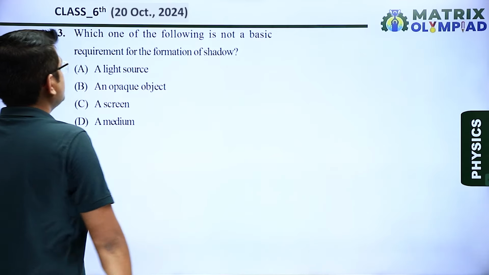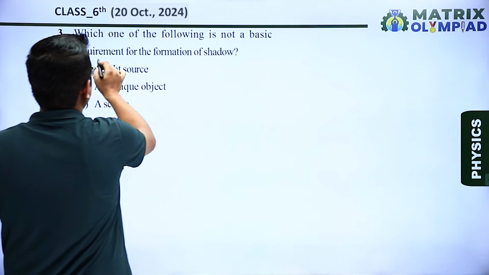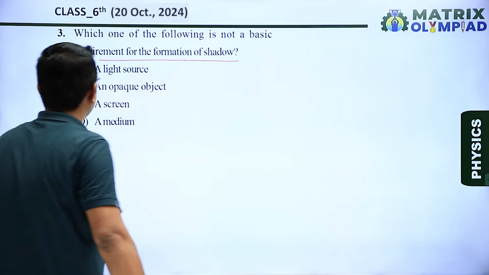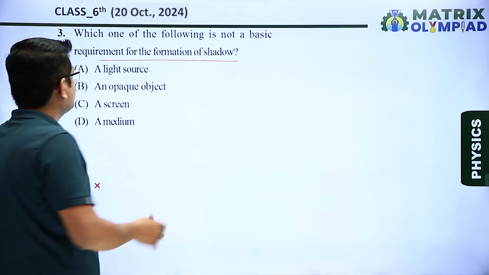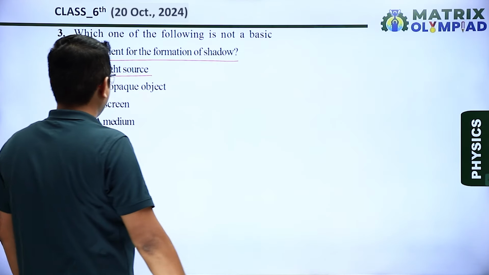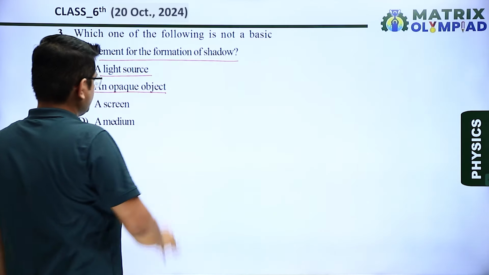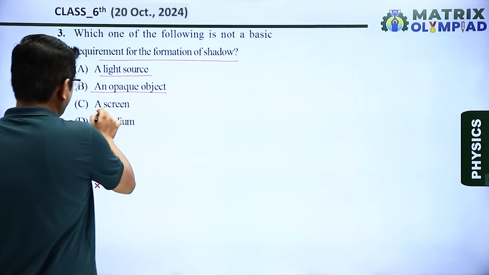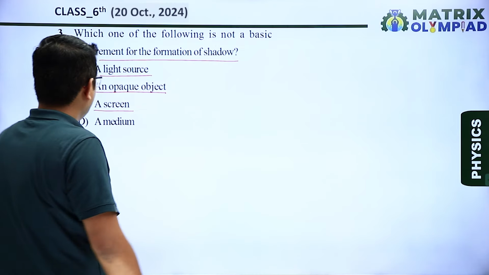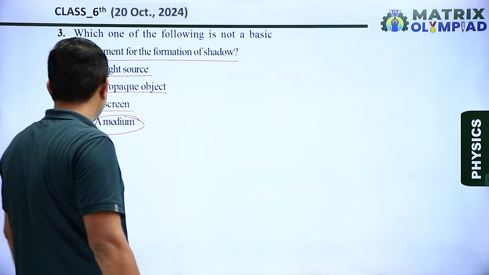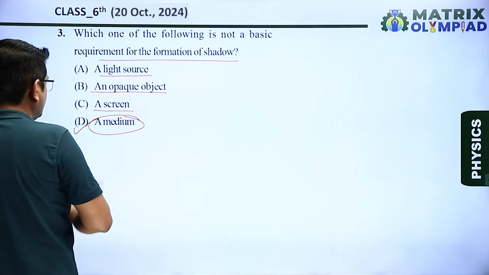Next question number 3. Which of the following is not a basic requirement for the formation of shadow? We know that for the formation of shadow, a light source is required, an opaque object is also required, and the shadow will be formed on a screen, so it is also required, but a medium is not required. So the correct answer is option D.